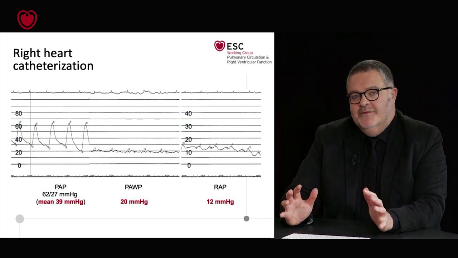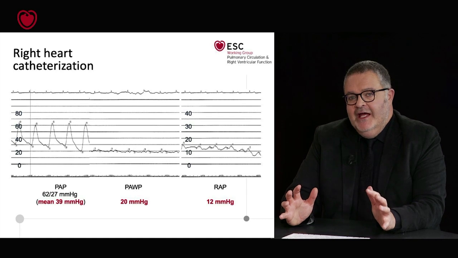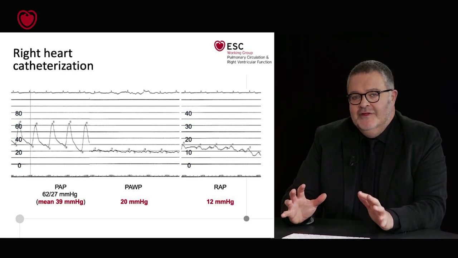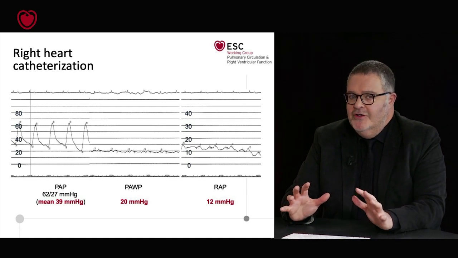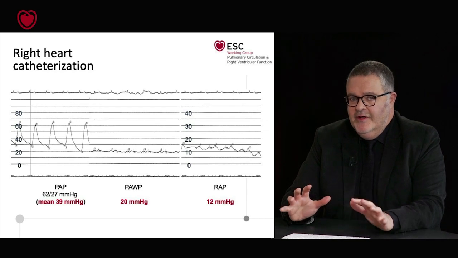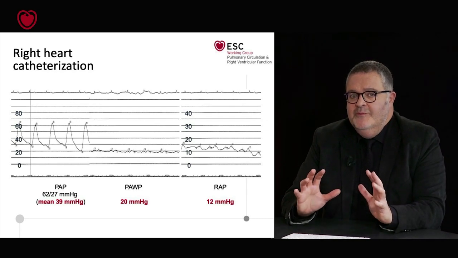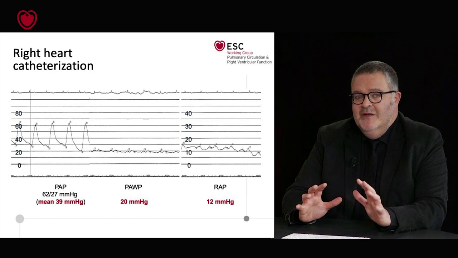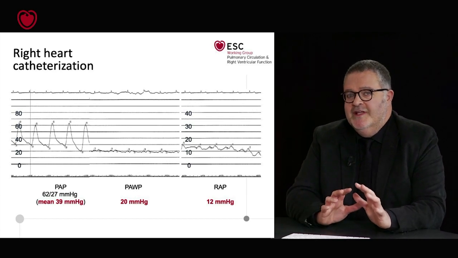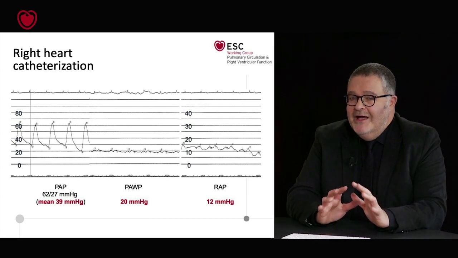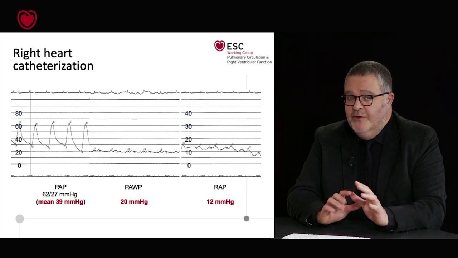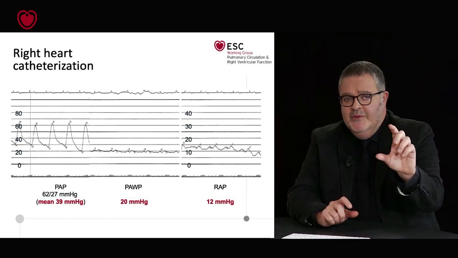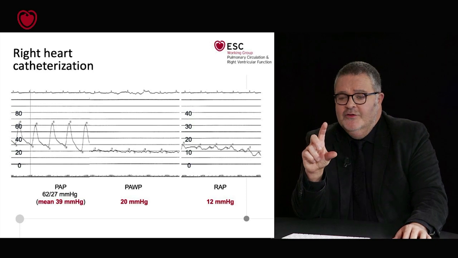So at the time she went to the cath lab, she had very minimal swelling at the ankle level. Her jugular vein was not distended. There was no hepatic reflux. The mean PA pressure was at 39 millimeters of mercury. The wedge pressure was at 20 millimeters of mercury. The right atrial pressure was still at 12. Be careful, the scale is different between the PA wedge pressure and the right atrial pressure measurement here.